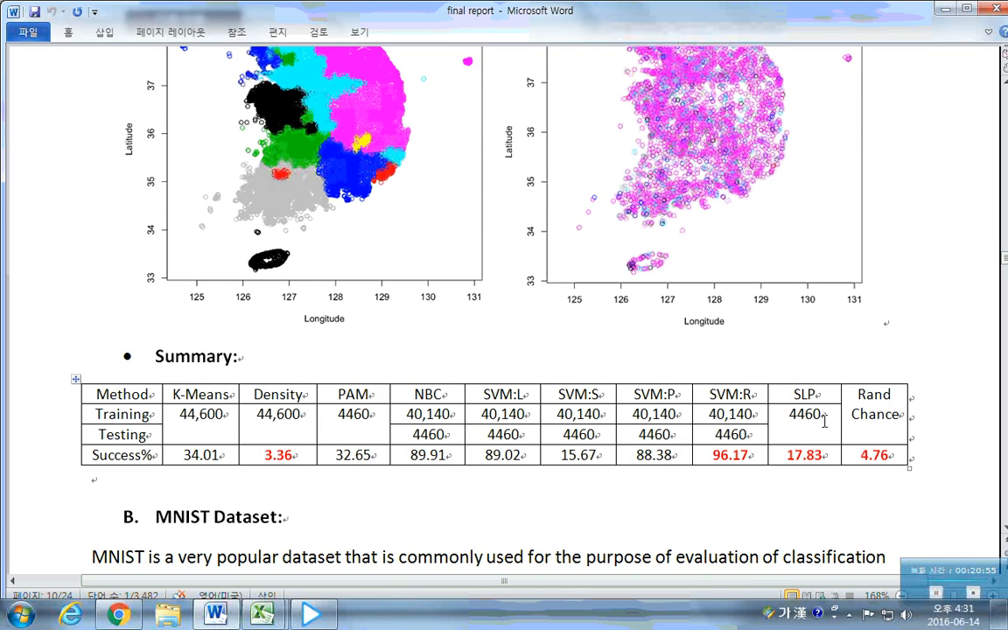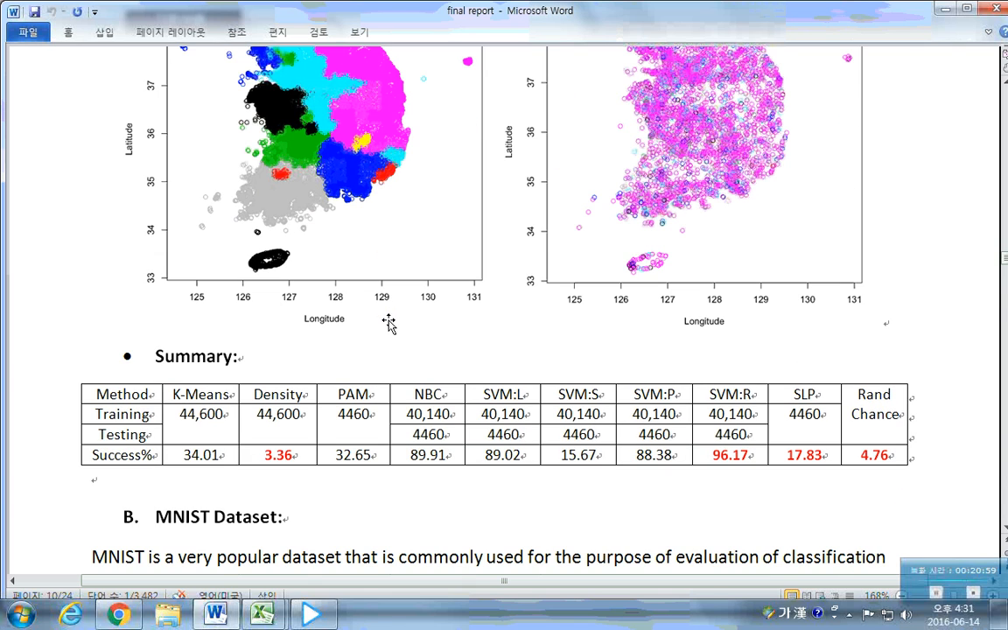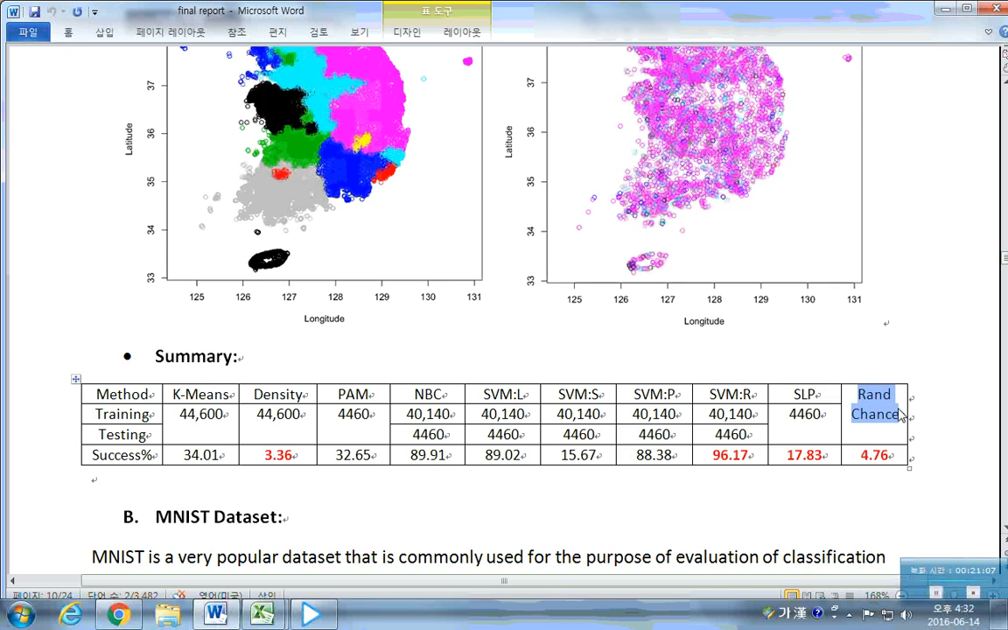I put the table in here. We originally have 21 clusters, so there is something called random chance, meaning that if the clustering technique is so bad that it's basically pure random, it will generate 1 over 21, which means 4%. So anything above a 4% success rate is better than random chance, which means it has the potential to do clustering, even if it is poor right now.